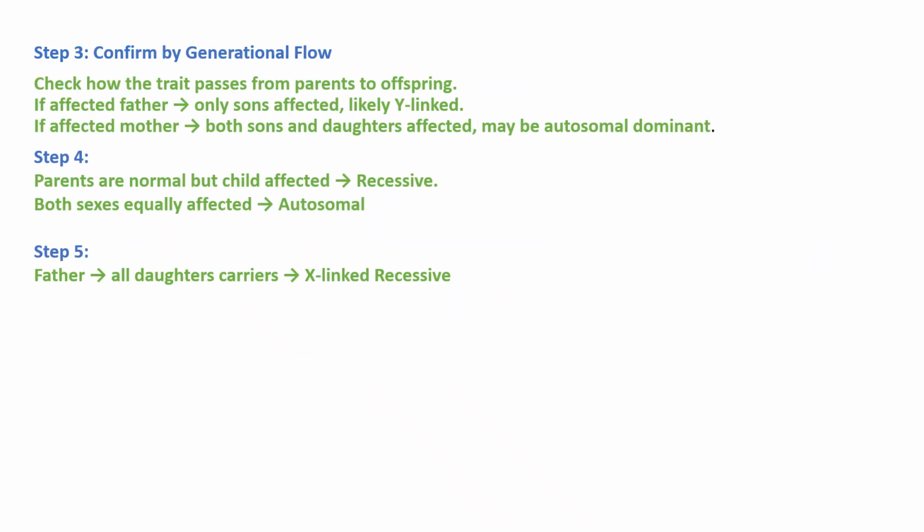Then the next step and the next hint, we have to check how the trait is passed from parents to offspring. In the affected father, only sons will be affected. That means it is what? Y-linked inheritance. In an affected mother, what will happen? Both sons and daughters are affected. So, if both sons and daughters are affected in an affected mother, it will be what? It will be autosomal dominant.